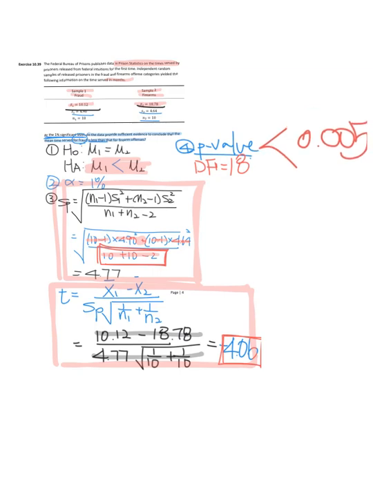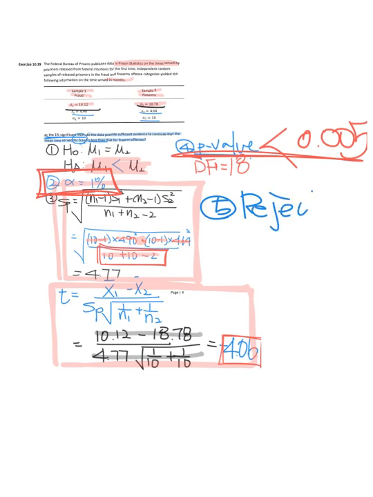How much was alpha? 1%. Alpha was 1%, but the p-value is less than 0.5%. Is it less than 1% or bigger than 1%? Absolutely, it is less than 1%. Does it make sense? Less than 0.5% is less than 1%. What will be the decision? Reject the null.